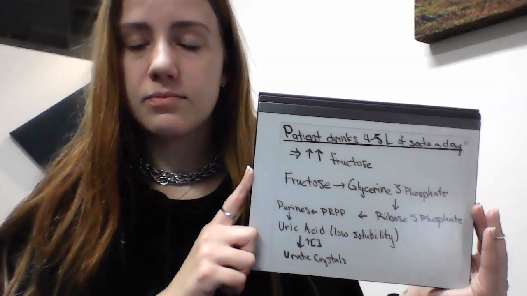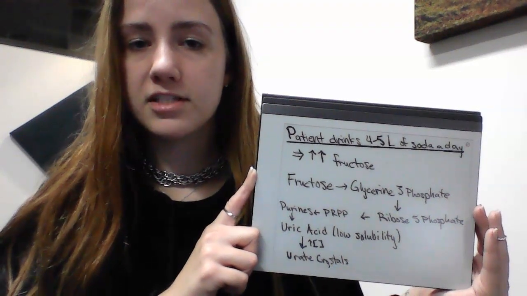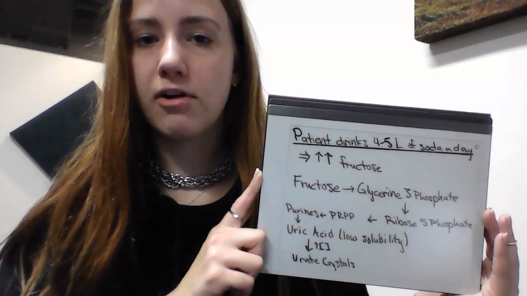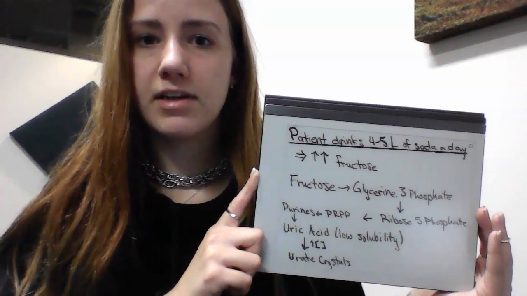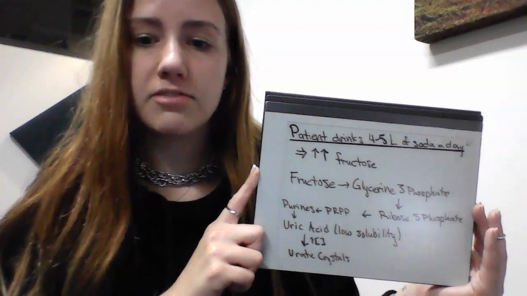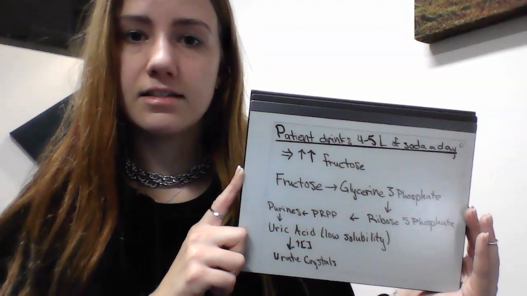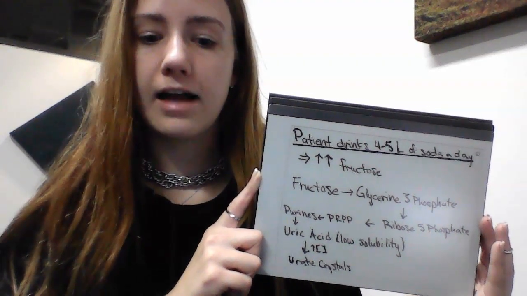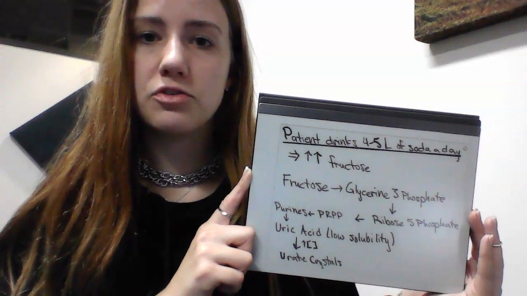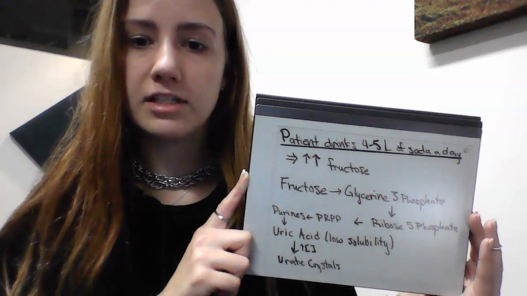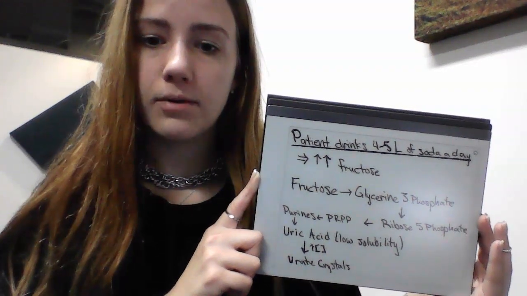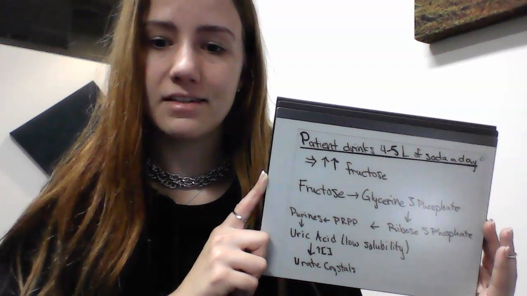Fructose is metabolized into glycerol 3-phosphate, which is used to produce ribose 5-phosphate in the pentose phosphate pathway. This ribose 5-phosphate is used to produce the activated 5-carbon sugar, PRPP, which is used to produce purine nucleotides. These purine nucleotides, as previously discussed, are broken down into uric acid.